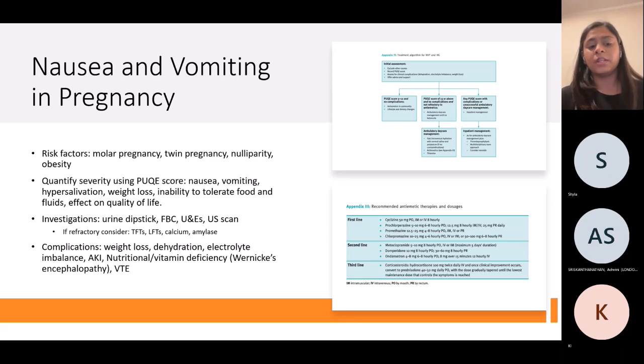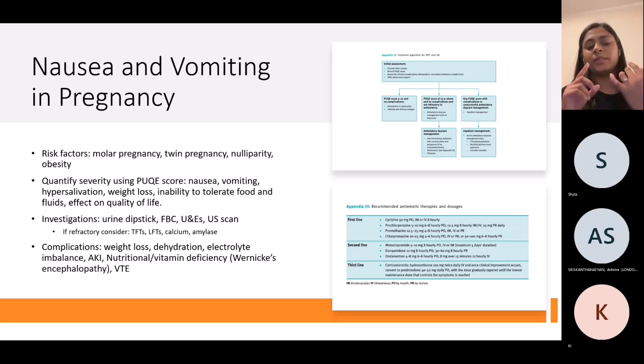And often this is a good way to decide whether or not this person can be managed as an outpatient by the GP, an outpatient through ambulatory care, or something similar to that in whatever hospital you're in, or if they need to come in as an inpatient on the gynae ward. And the things that it looks at are the severity of the nausea, how many times you're vomiting, and if you've got any of the other complications of severe nausea and vomiting, like weight loss and not being able to eat and drink at all, and how it affects your quality of life.